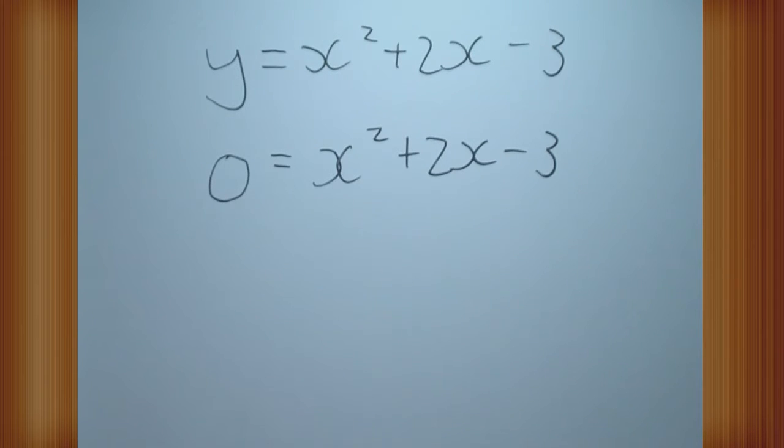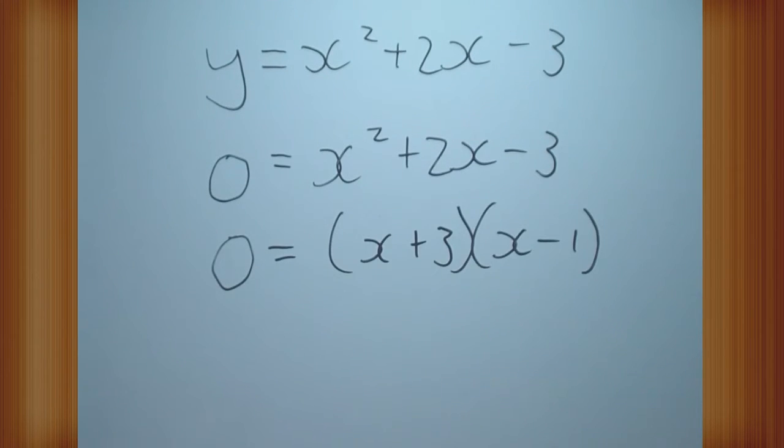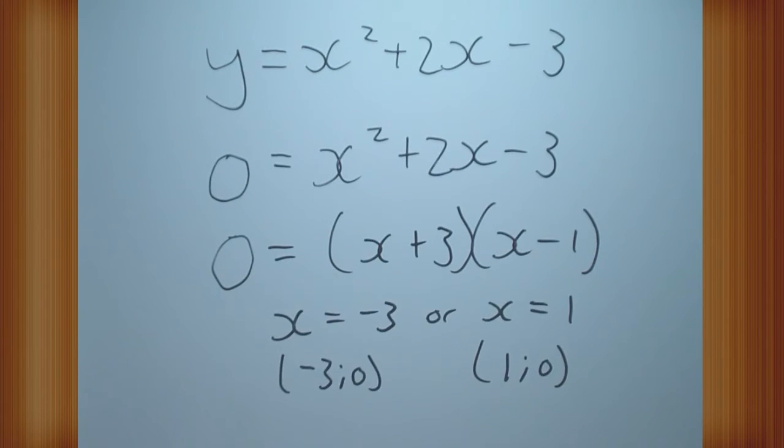Now factorizing this gives us (x plus 3)(x minus 1) is equal to 0. And this gives me my two x solutions. So I will get x is equal to minus 3 or x is equal to 1. So that means I have an x-intercept at (minus 3, 0), and I have an x-intercept at (1, 0). Now all I need is my turning point, and then I will be able to draw this graph. So let's find the turning point.